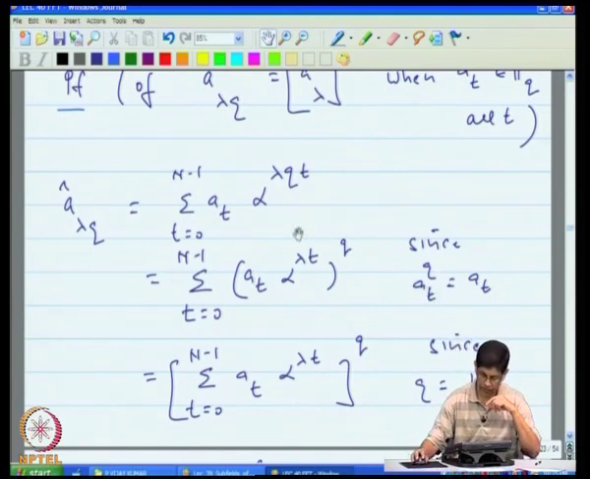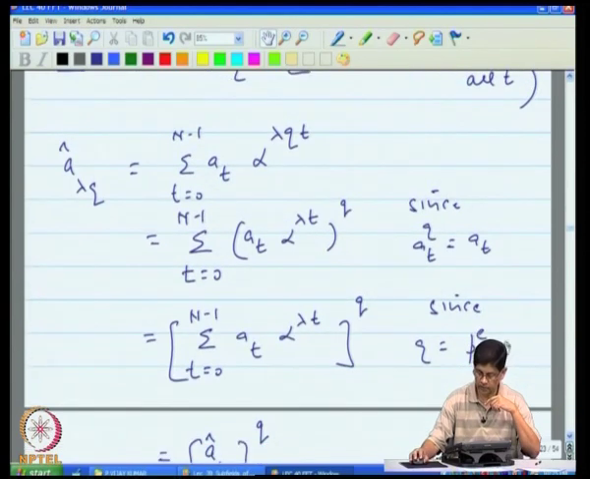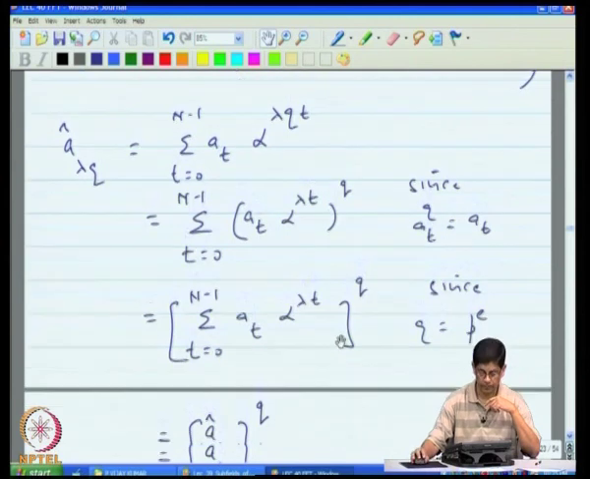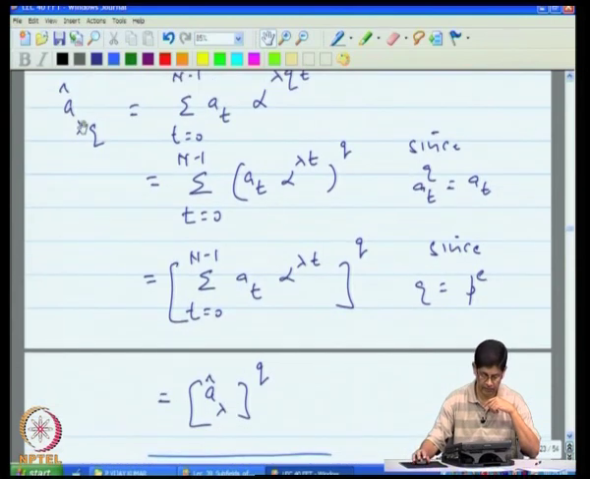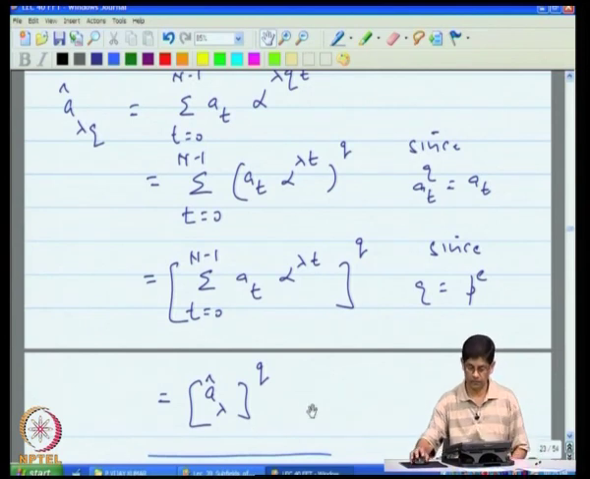So, that means that you can replace this by a t to the q, and therefore regard this whole thing as being raised to the qth power. And since q is a part of the characteristic, you can take this q completely outside the summation, but what is left inside is nothing but A hat of lambda. So, that proves that A hat of lambda q is A hat of lambda raised to the qth power.